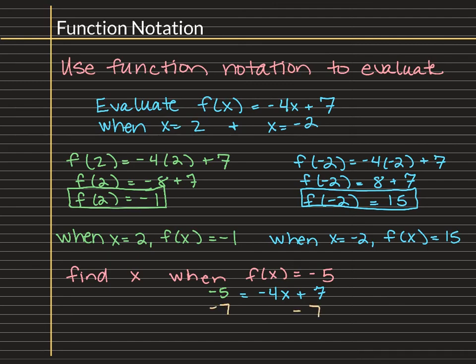I'm going to subtract 7 from both sides of the equation. That's the constant. When I do that, I end up with negative 12 equals negative 4x. I'll divide by negative 4 on both sides, my coefficient, and that leaves me with x equals 3. So when my output is negative 5, the input x will end up being 3.